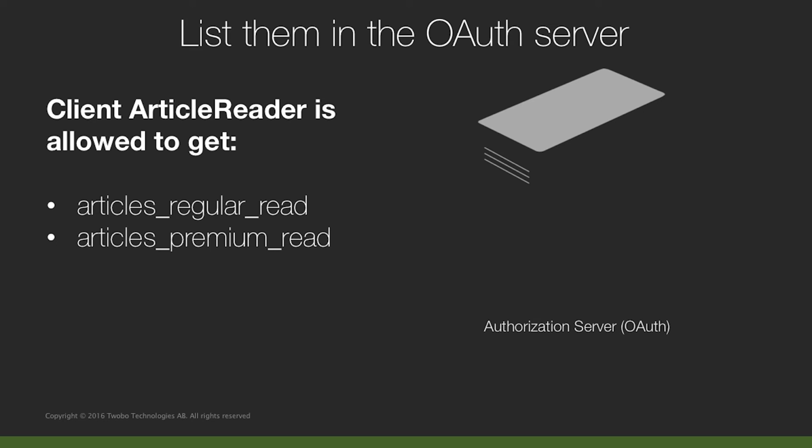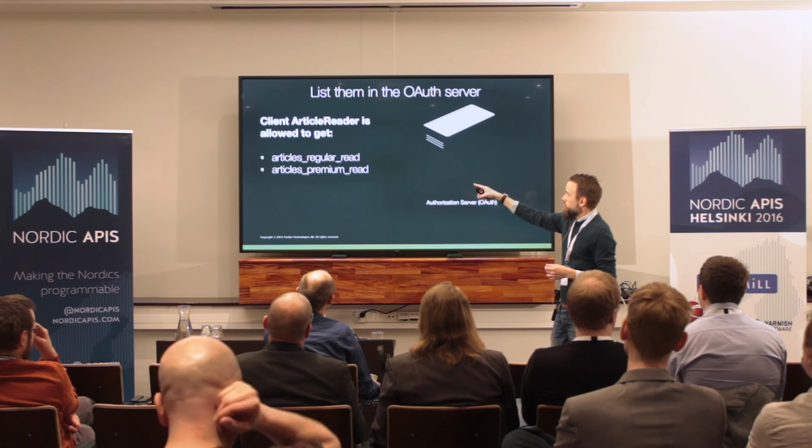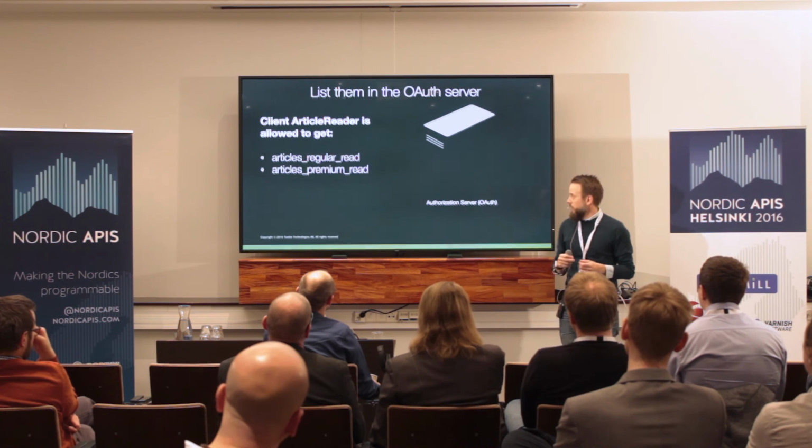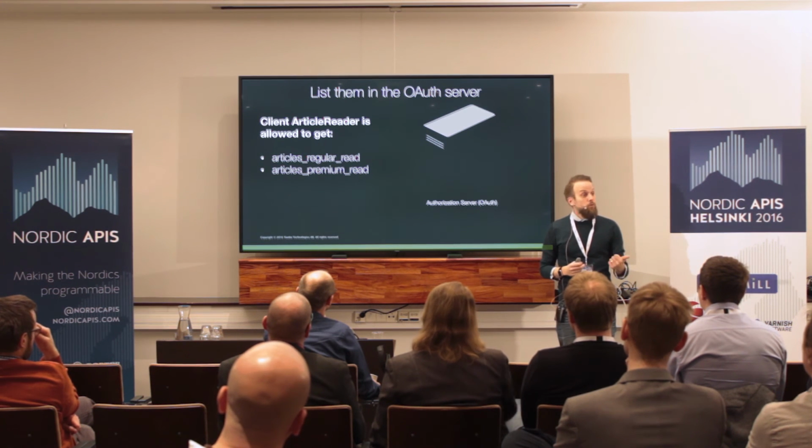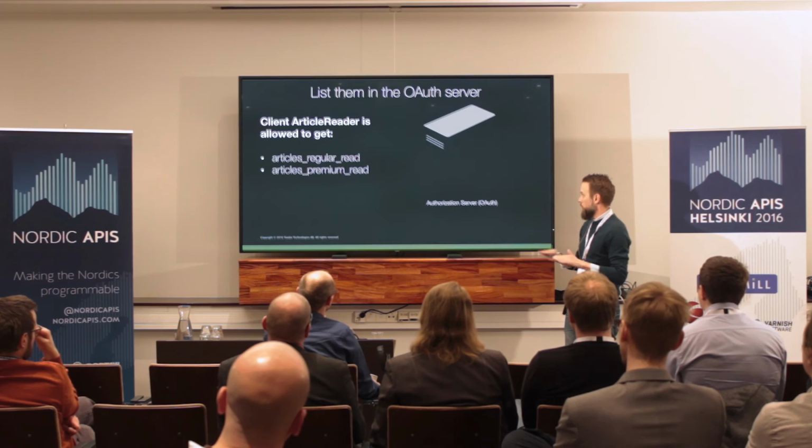So let's build an application then on the other end. We call it Article Reader. And in OAuth lingo, that's a client. And the client then needs to be assigned which scopes it's allowed to get. Doesn't mean necessarily that it will get those scopes. So articles regular read and articles premium read are the scopes that it can get. It's a reader client. It can't write. Impossible.